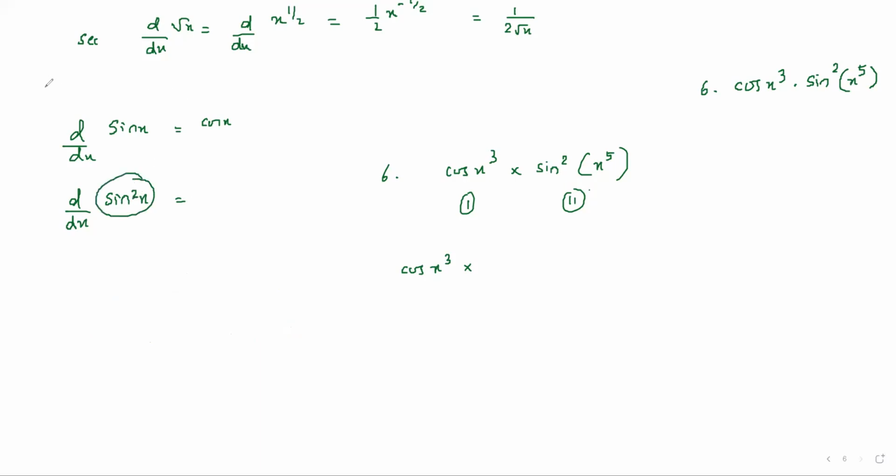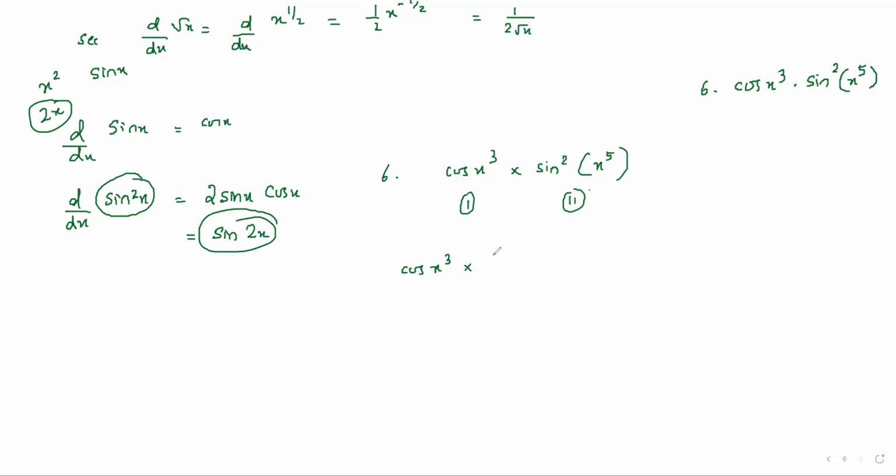So the outer function is x squared and the inner function is sin x. The outer function x squared has derivative 2x. So the derivative of sin squared x is 2 sin x into the derivative of the inner function sin x, which is cos x. So 2 sin x cos x, which can also be written as sin 2x. So the derivative of sin squared x is sin 2x.